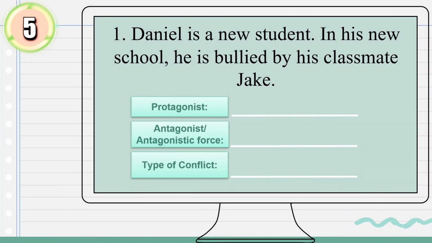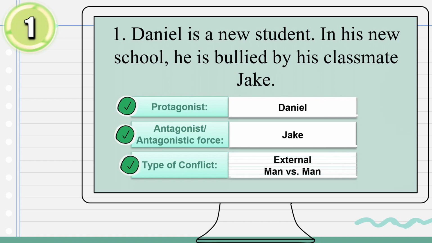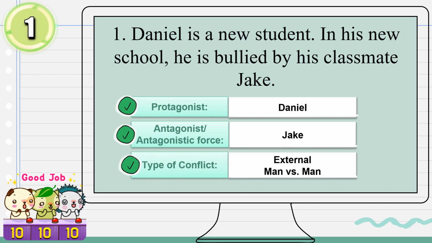Number 1. Daniel is a new student. In his new school, he is bullied by his classmate Jake. Who is the protagonist and who is the antagonist? The protagonist is Daniel and the antagonist is Jake. What type of conflict is this? This is external, man versus man. Very good.